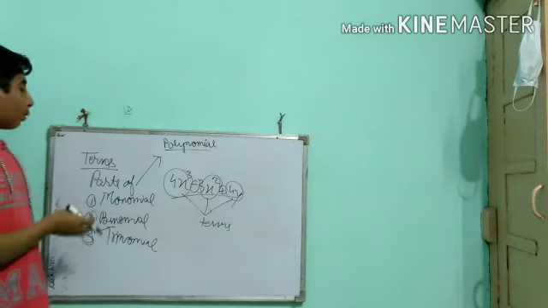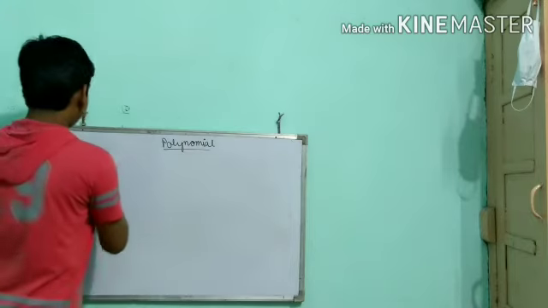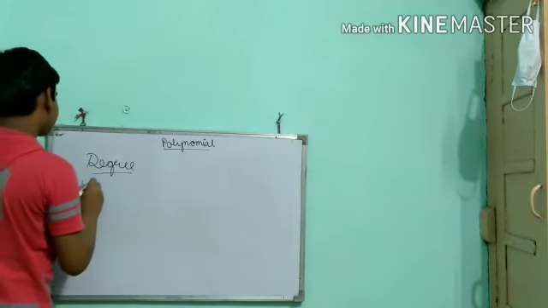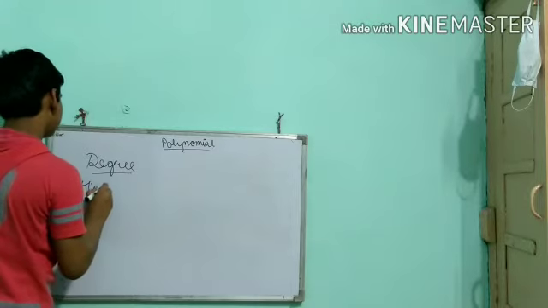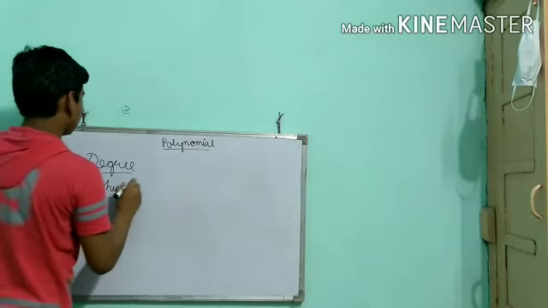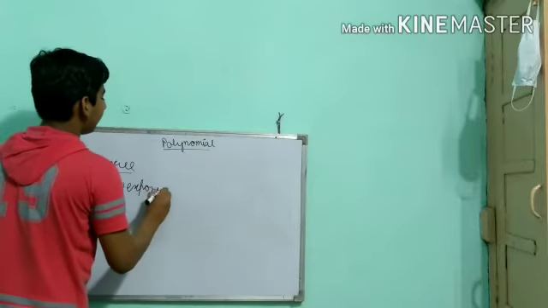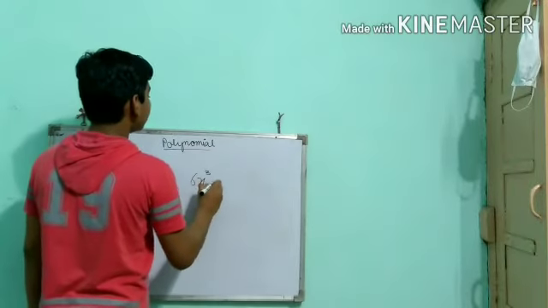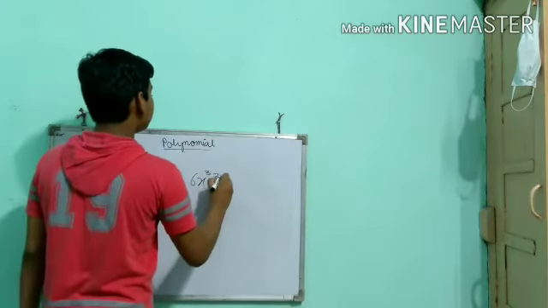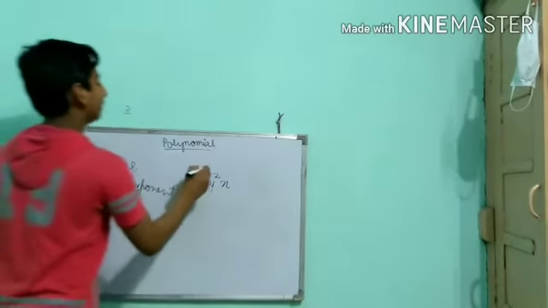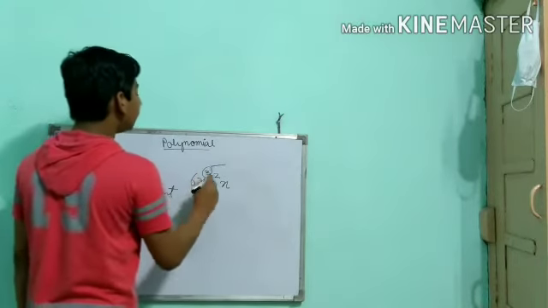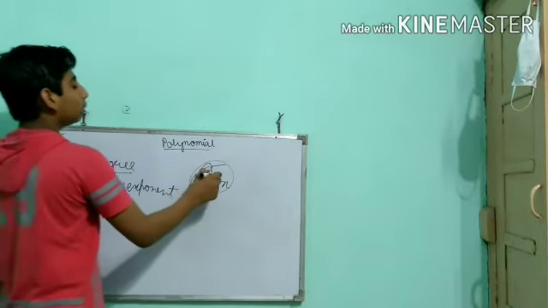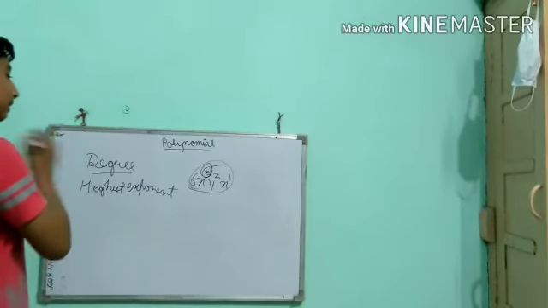Now we talked about terms, and about degrees. Degree is the highest exponent in any polynomial. For example, 6x cube y plus 2x. In this, 3 is the degree of this polynomial, because 3 is the highest exponent among 3 and 1. So this is the degree.